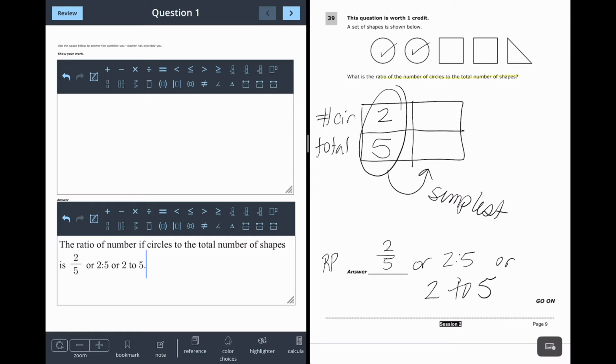Any hotspots for this would probably be kids who maybe put, I'm not sure, like I wouldn't put 2 of these squares. Maybe I could see a kid putting 2 to 3 where they're comparing the circles to non-circles as a hotspot, but this one was a very straightforward 1-point question.